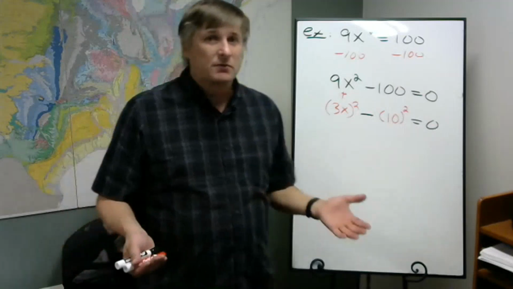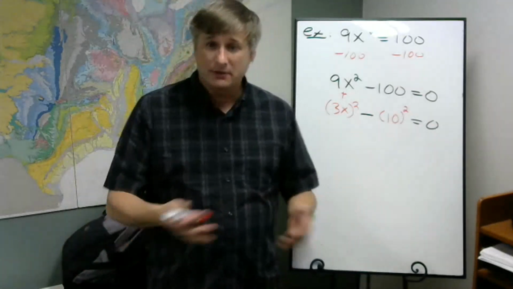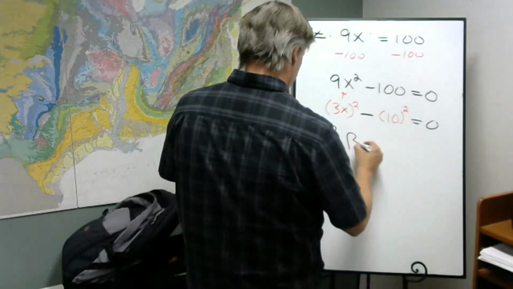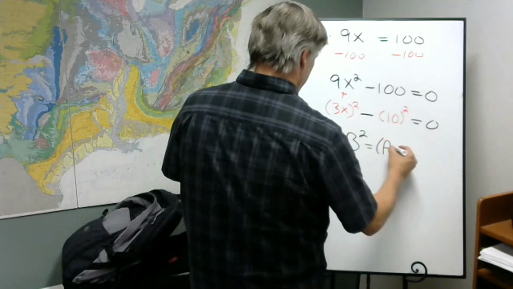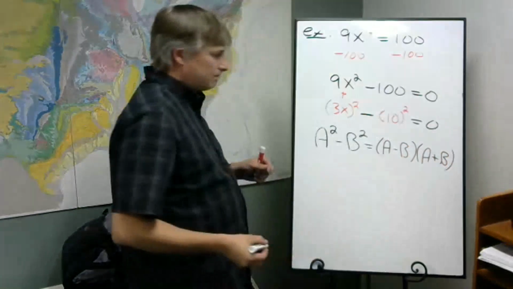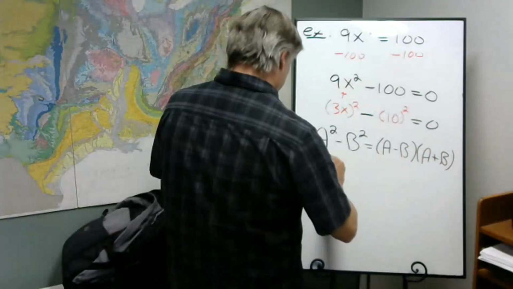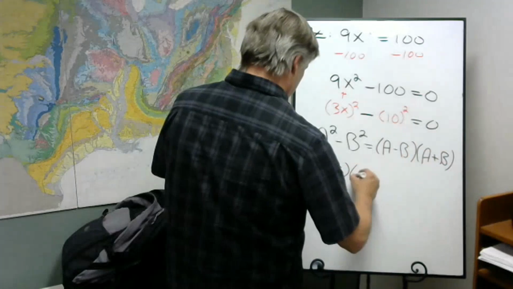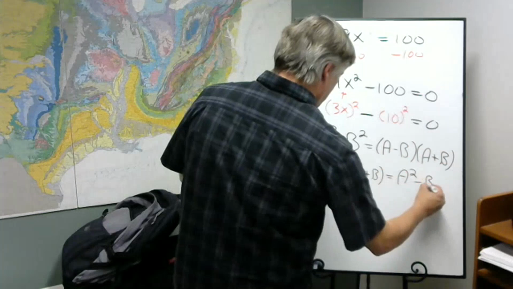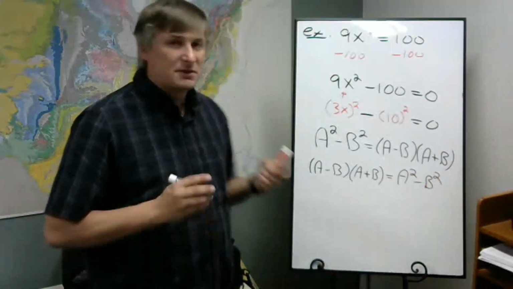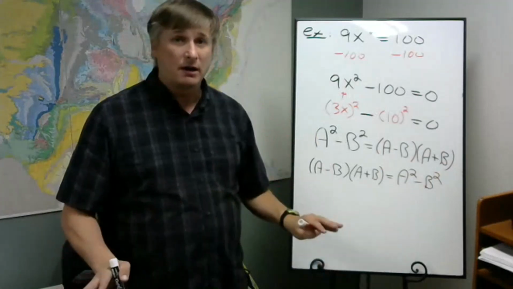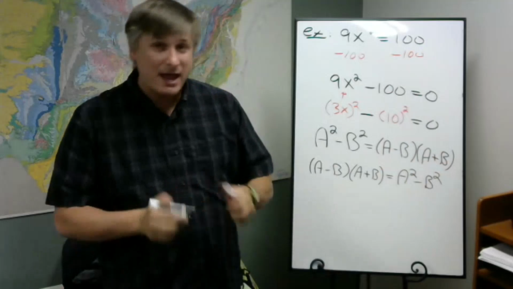So we actually have a phrase for this. It's called difference of squares. And the pattern works like this. Now, you might have seen it written like this. But either way, it's the same thing. You can write it like this, or you can write it like that. It's perfectly fine.